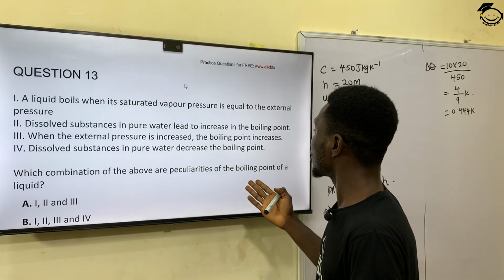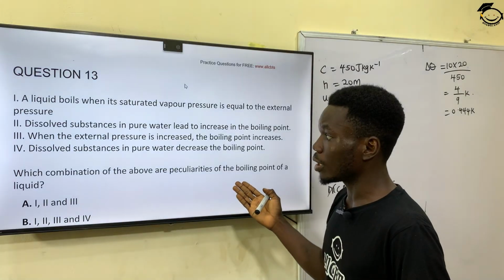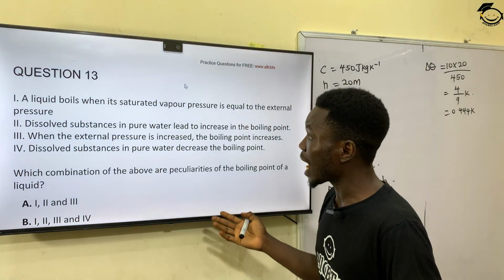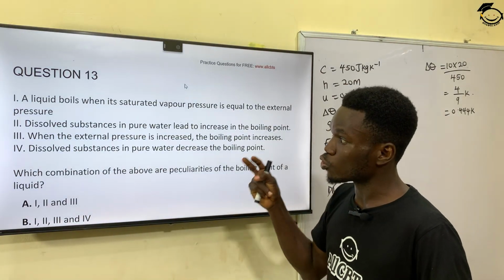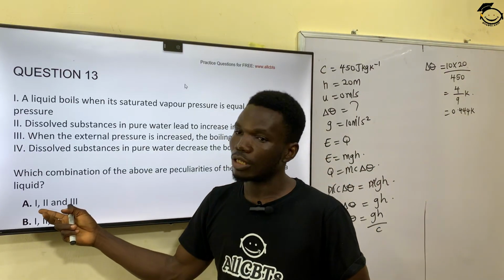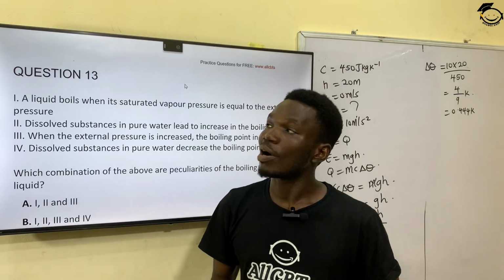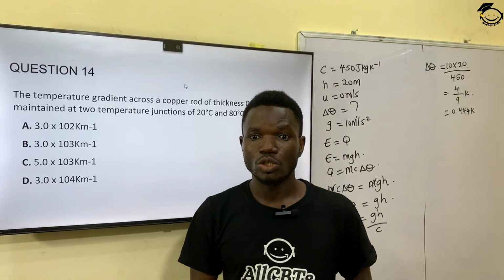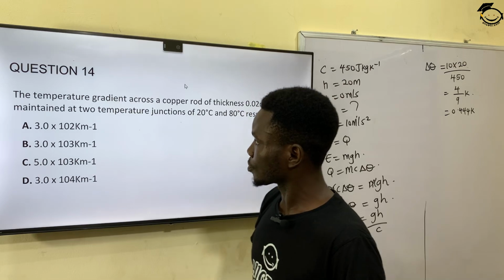So the combinations that have the correct peculiarities are Roman figure 1, Roman figure 2, and Roman figure 3. And that is option A. Roman figure 1, Roman figure 2, and Roman figure 3. So that takes us to question number 14.